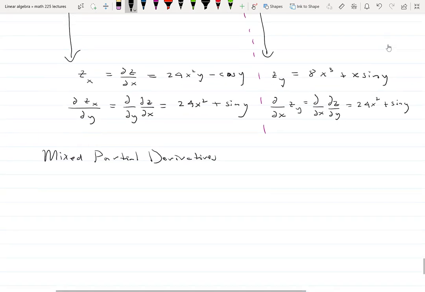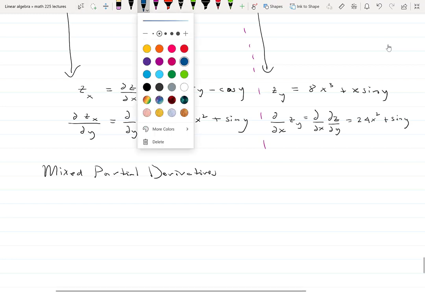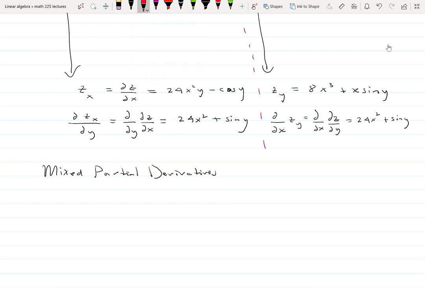Okay, so with mixed partial derivatives, we get some new notation as well that's not familiar to us from Calc 1. I'm going to put that new notation in a nice red here. Notice here, the partial with respect to y of z_x can be written as it was first with respect to x and then with respect to y. So the subscript notation z_xy means the partial first with respect to x and then with respect to y.